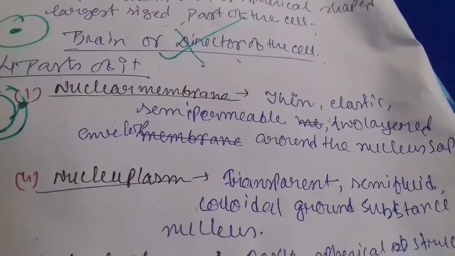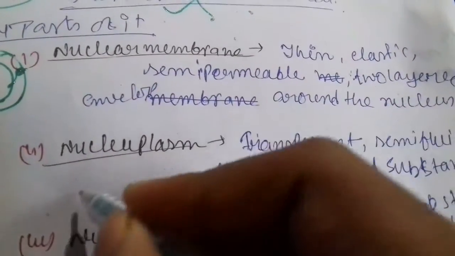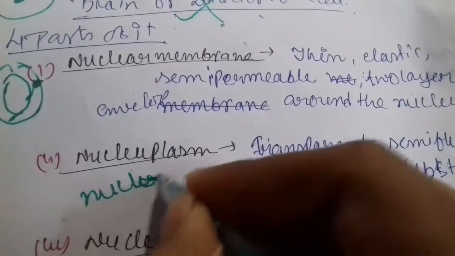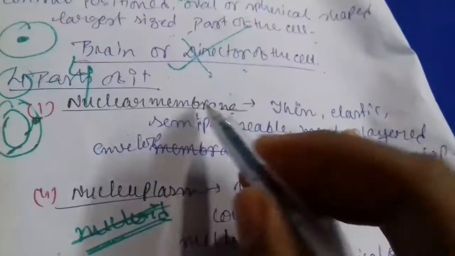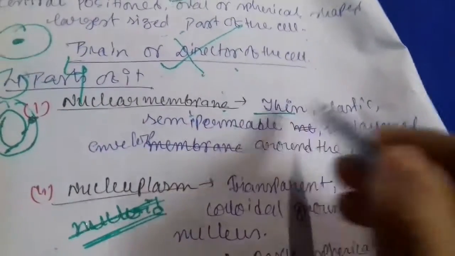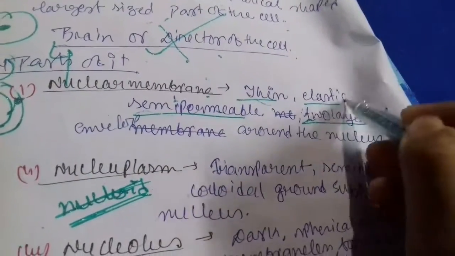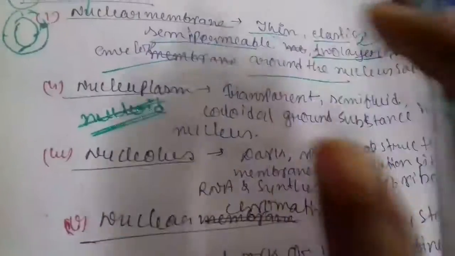Nuclear membrane. In prokaryotic cells, there is no nucleus, but some nucleus-type things are there, which are called nucleoid. Okay, the nucleus has four parts. Nuclear membrane: it is thin, elastic, semi-permeable, as we have read about. It is a two-layered envelope around the nucleus.